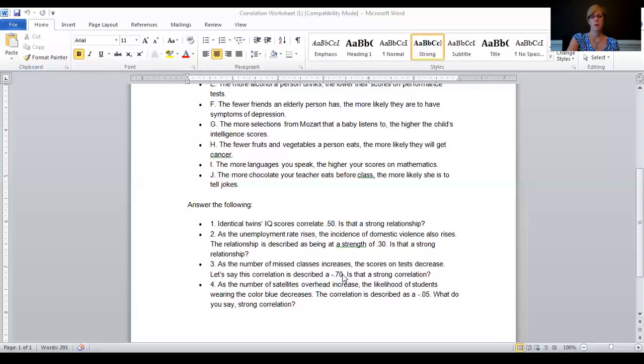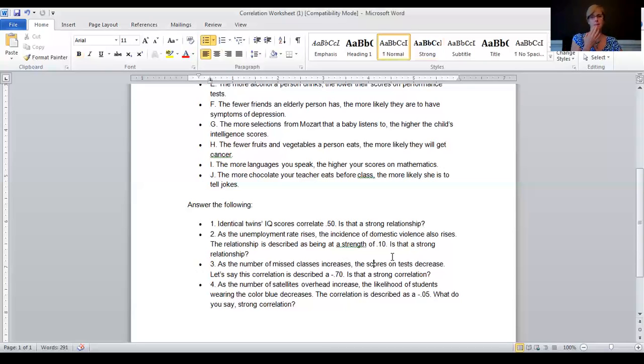Now, another thing to point out, look at this one. I want to change this, let's see, to 0.1. This domestic violence example. It says you're measuring unemployment rate. As it goes up, domestic violence also tends to rise. What if that correlation was 0.1? Is that strong? Well, according to our rule of thumb, it's weak. But the question then is, is it important?